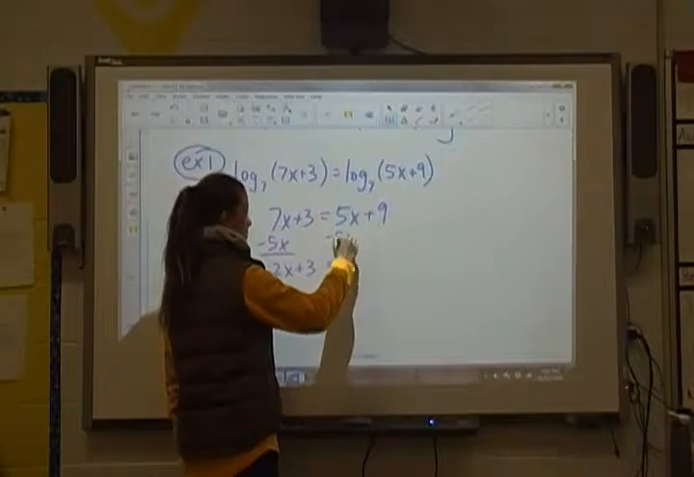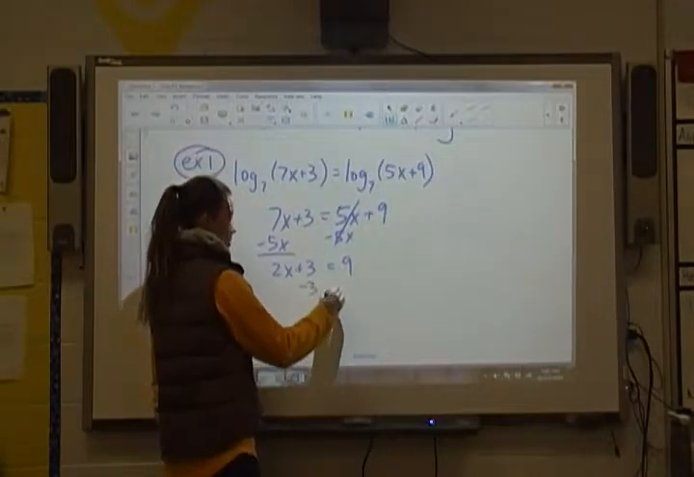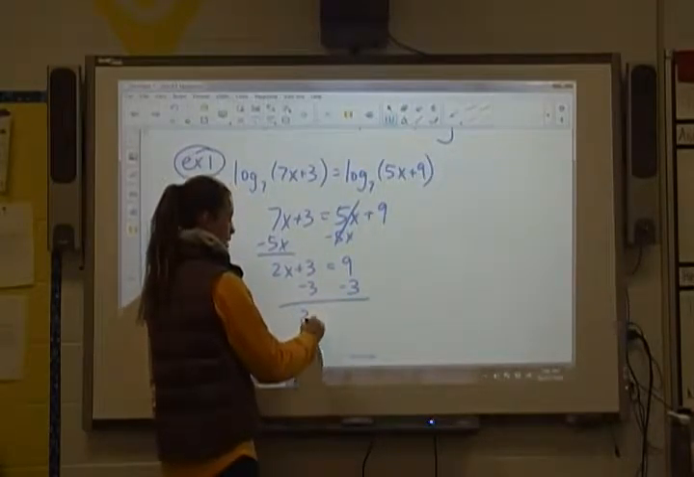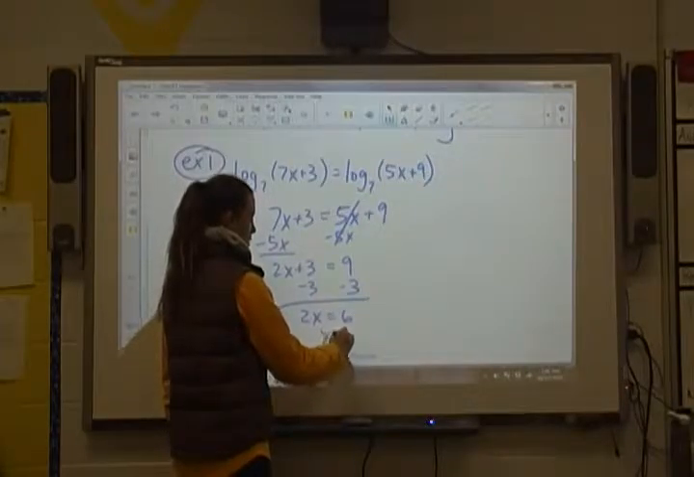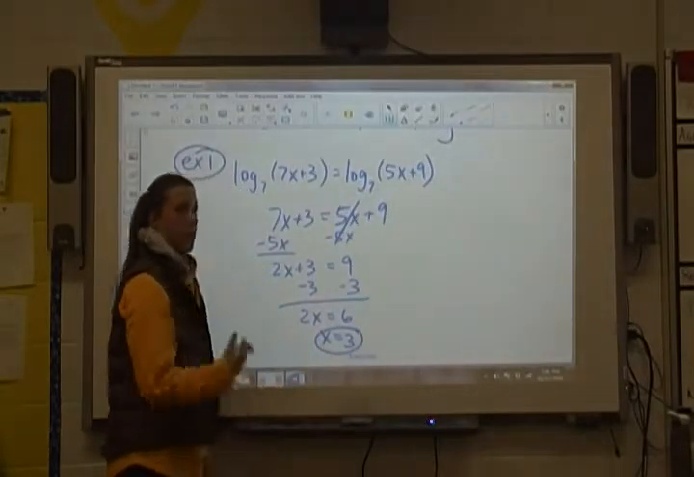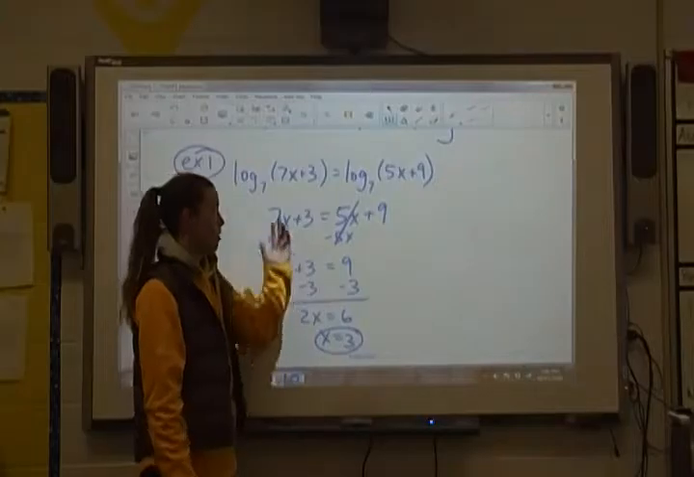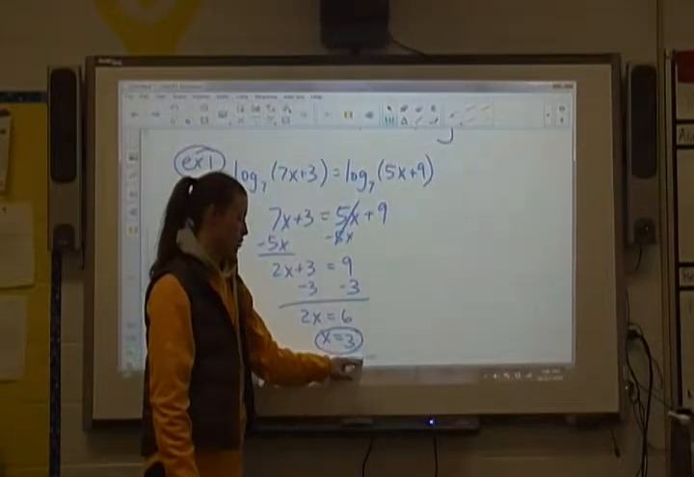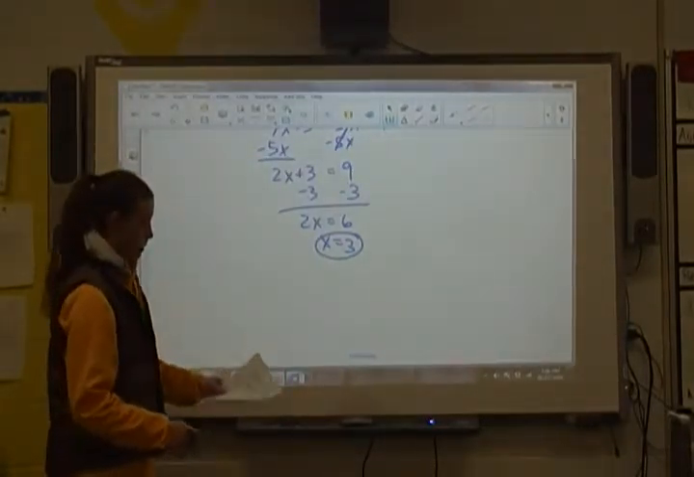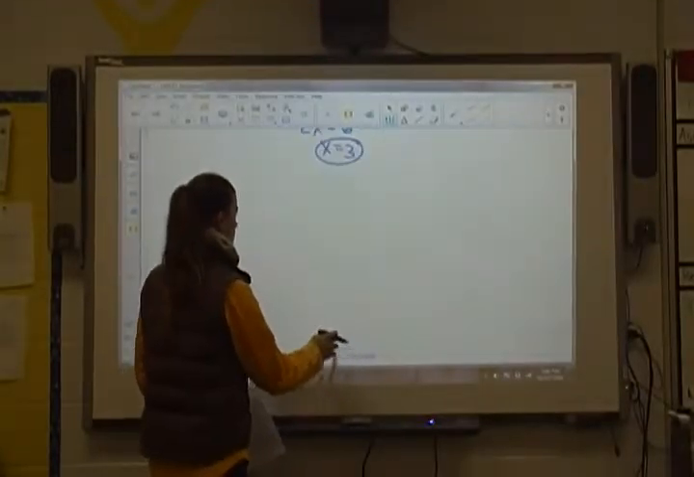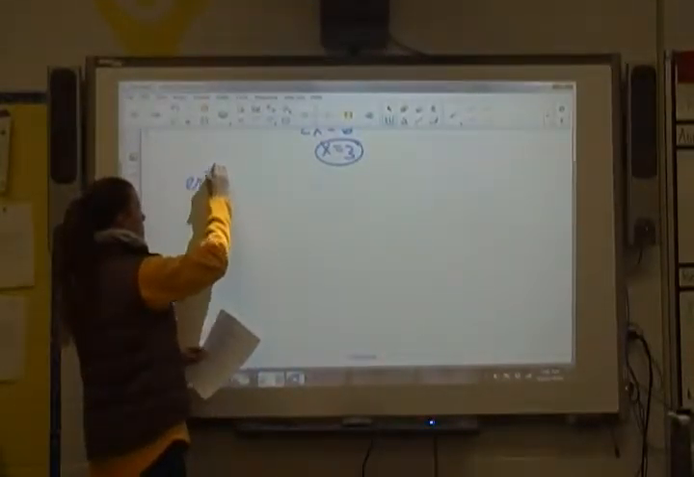And then I'll subtract my 3. 2x is equal to 6. So x is equal to 3. And that's it. So these two pieces of the equations have to be equal to each other. Let's try another one.